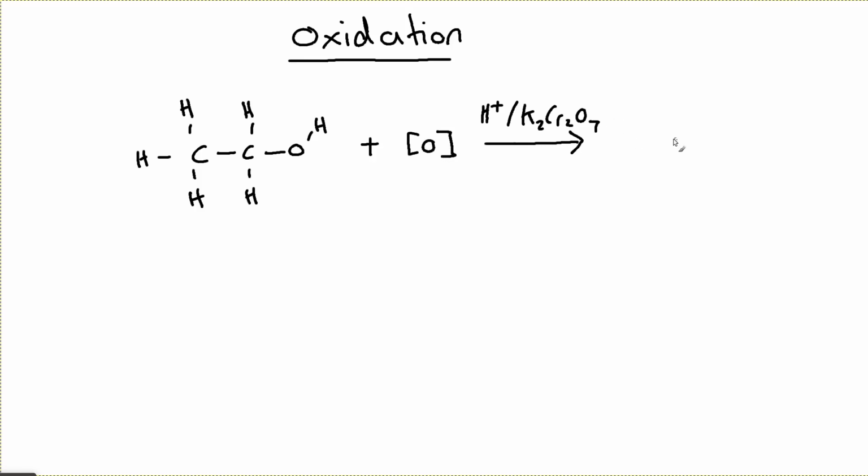Now, what will happen then, the first thing we will form here is an aldehyde. So what we actually form is ethanal. We get that molecule, and we also get water produced. Make sure we balance the equation: 3, 4, 5, 6 hydrogens there, 3, 4, 5, 6, 2 oxygens here, 1 there, and 1 from the oxidizing agent. So there we form an aldehyde.